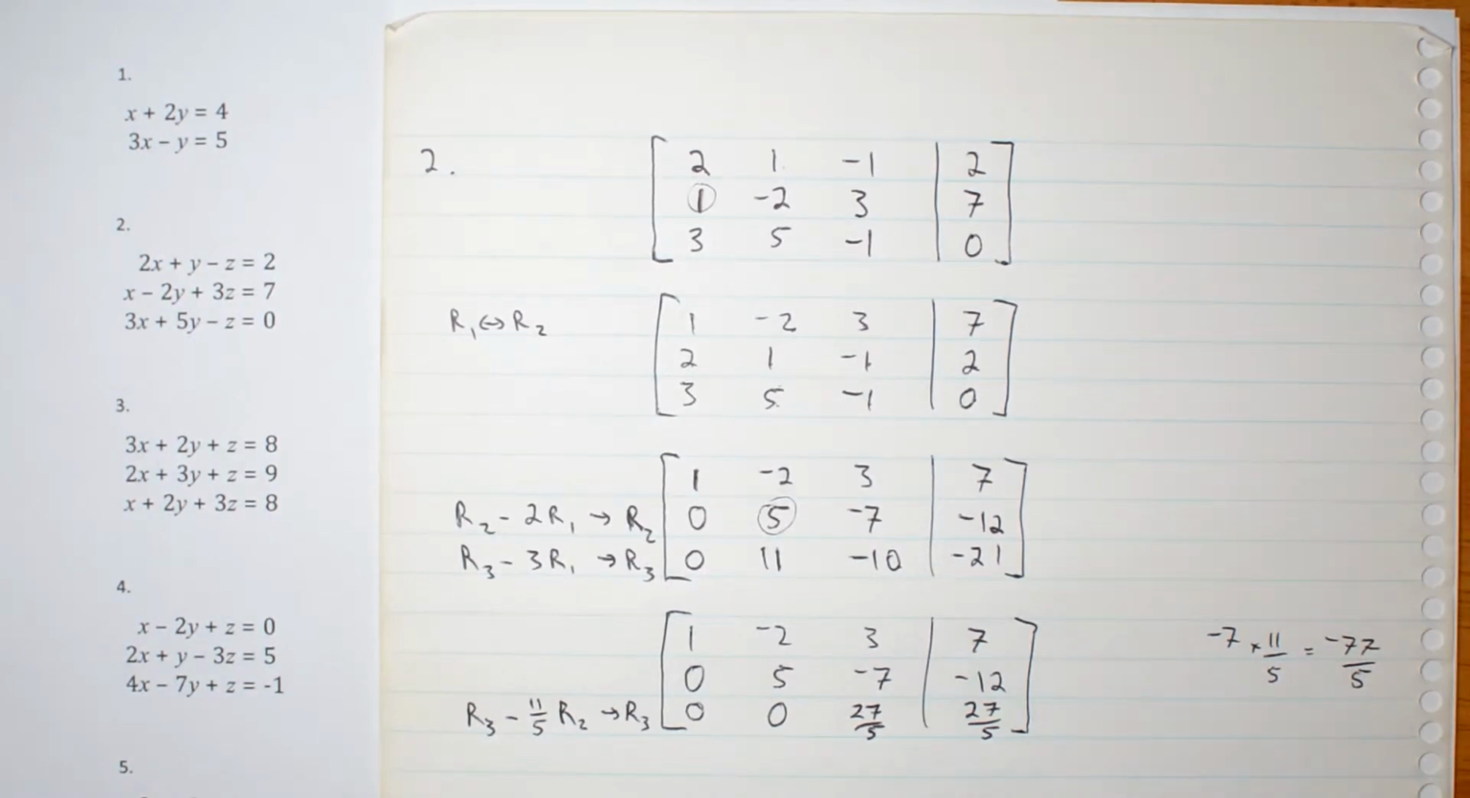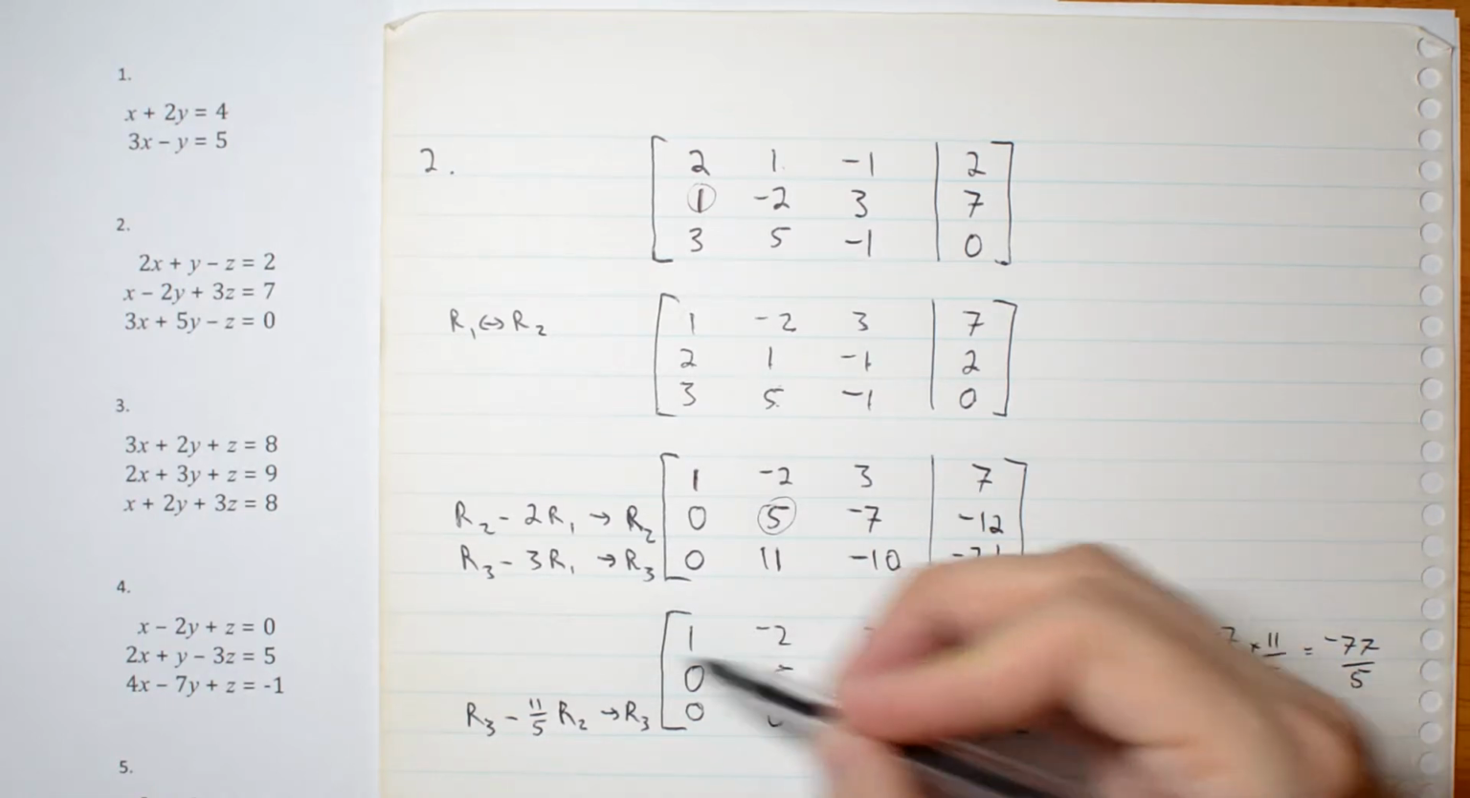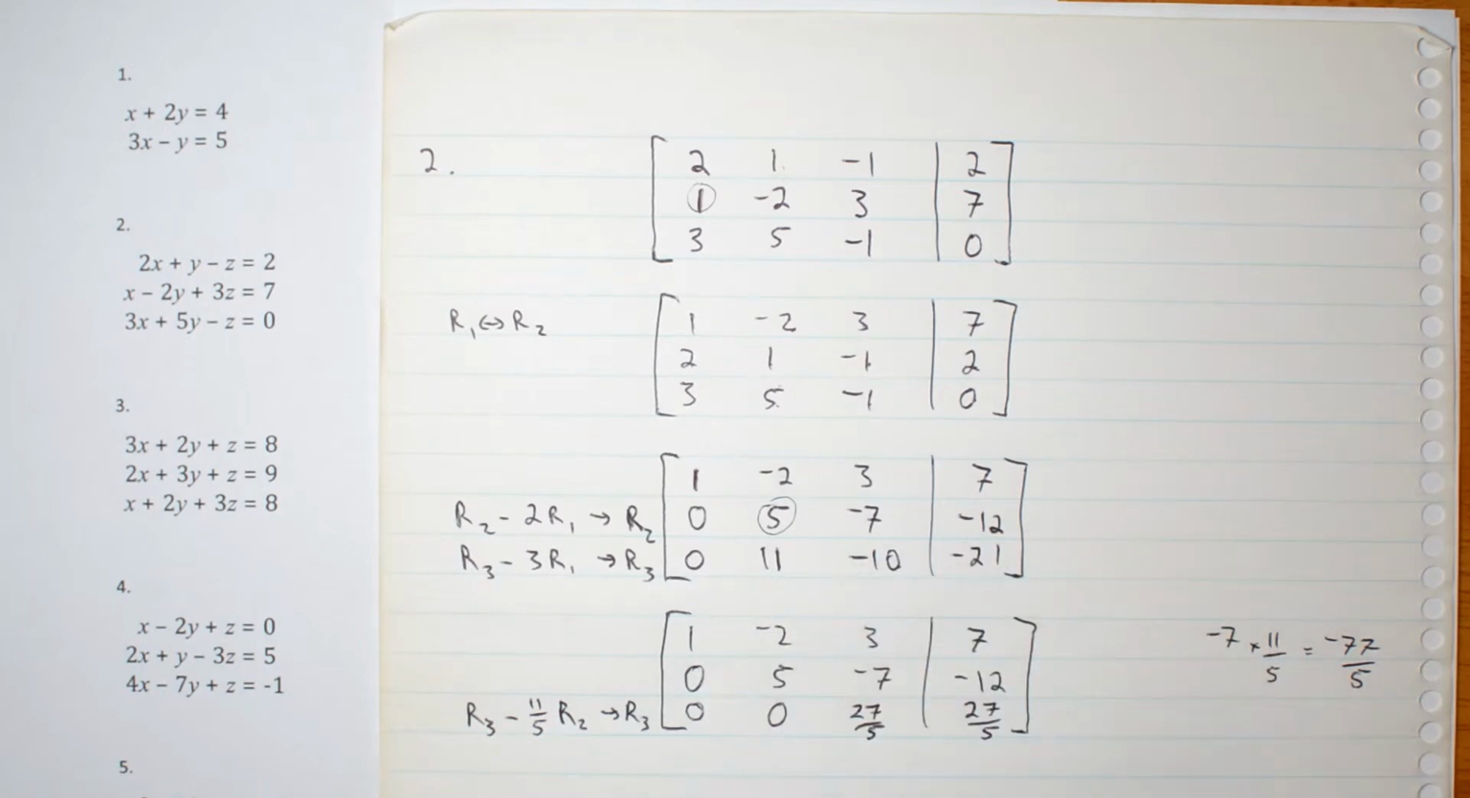Okay, I now have row echelon form. All the numbers to the bottom left of the diagonal are 0. To solve these equations, I'm going to make it into reduced row echelon form by making all the entries above the diagonal 0 and all the diagonal entries 1. Let's start with that third row. This is easy. This tells me that z is equal to 1.